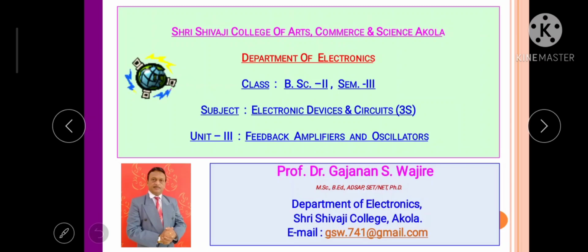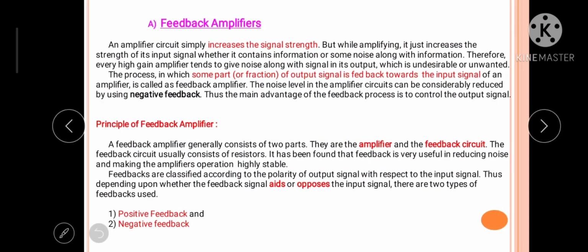Friends, today's topic for discussion is Unit 3 and its title is Feedback Amplifiers and Oscillators. So first we will discuss part A, it is Feedback Amplifiers. As the name indicates, basically it is an amplifier, that means it is used to increase the strength of signal, and the word feedback indicates that some part of output is fed back to the input.